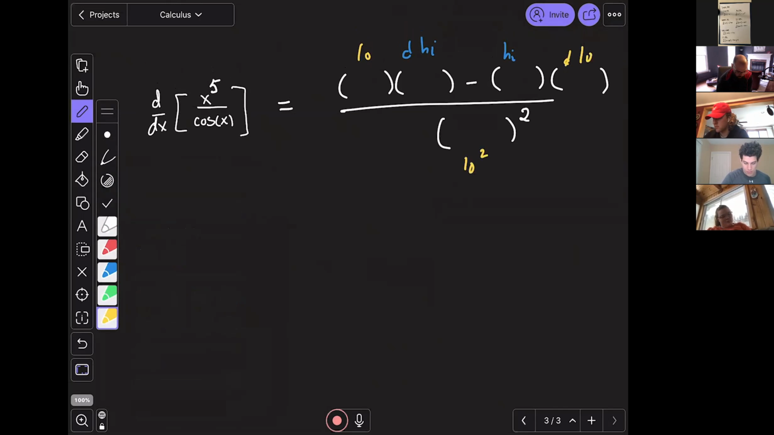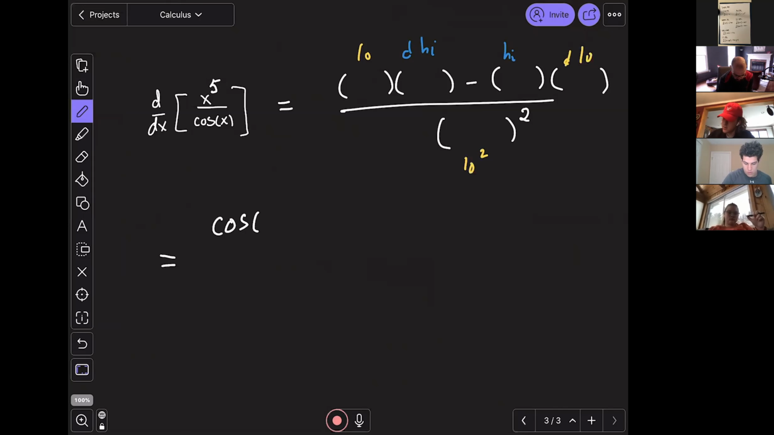To put this all in place, we just need to know where to put each of the pieces. We need our denominator, which is going to be low. So we get cosine x times the derivative of our numerator. In my second piece, I have d high, the derivative of our numerator. We use the power rule for that one, so this is 5x to the 4th.